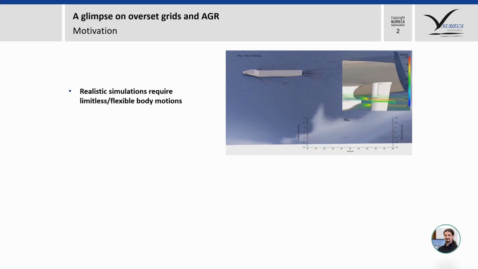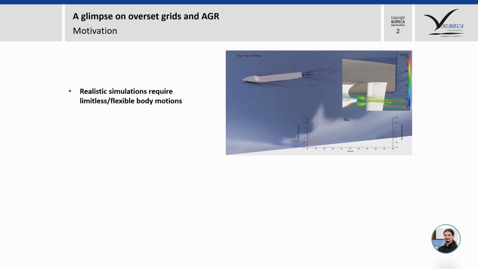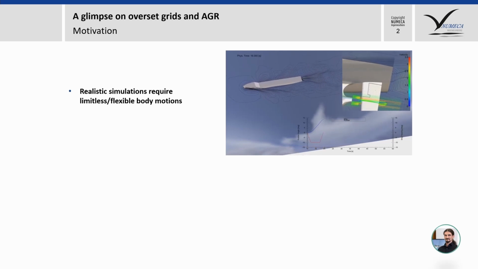For realistic simulations, you often will want to have flexible body motions. A good example here is the KCS in a zigzag maneuver with an accurate rudder model.